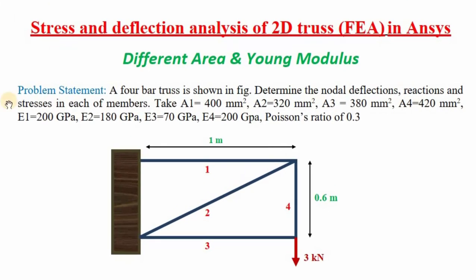Okay, so here is the problem statement and this is nothing but the structure of a 2D truss. There are a total of 4 elements, and there are 4 cross-section areas, and these 4 elements have different metal properties. Poisson's ratio is 0.3. So let's start.